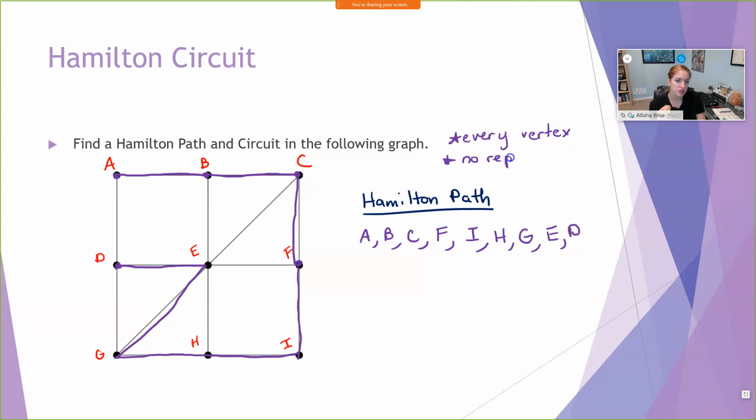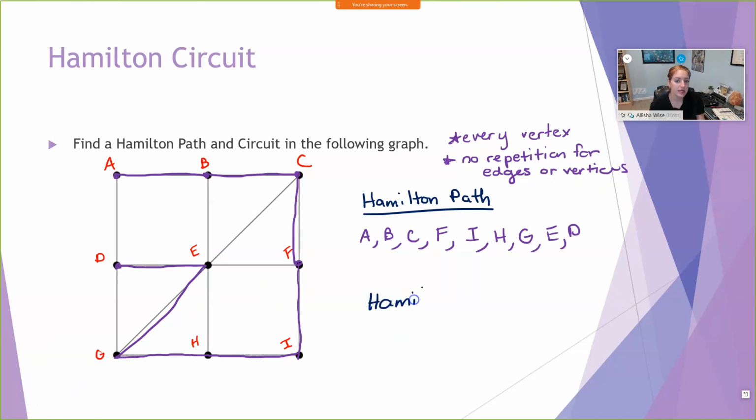No repetition for edges or vertices. For both of those. So how do we switch to a Hamilton circuit?